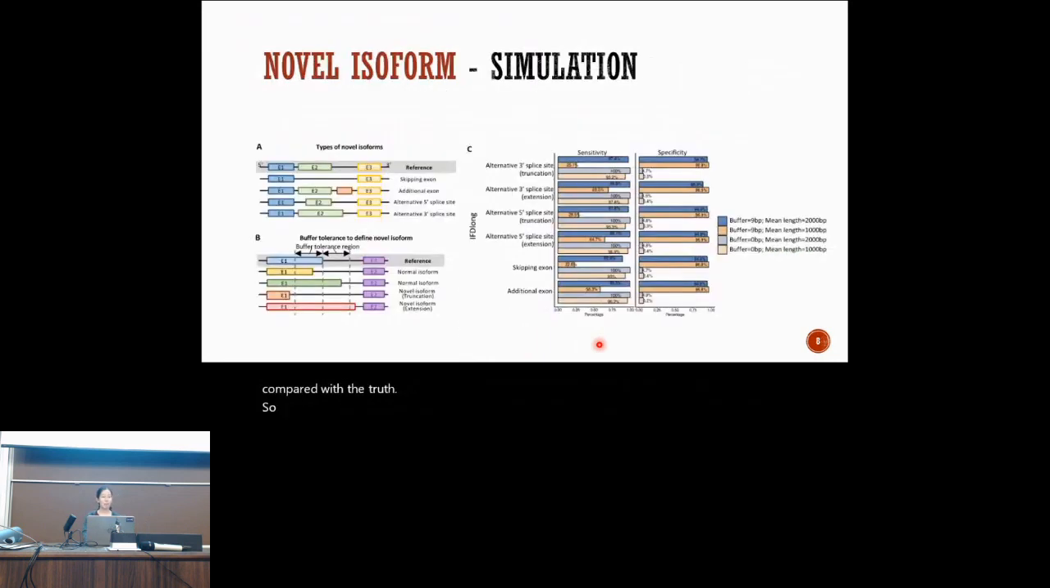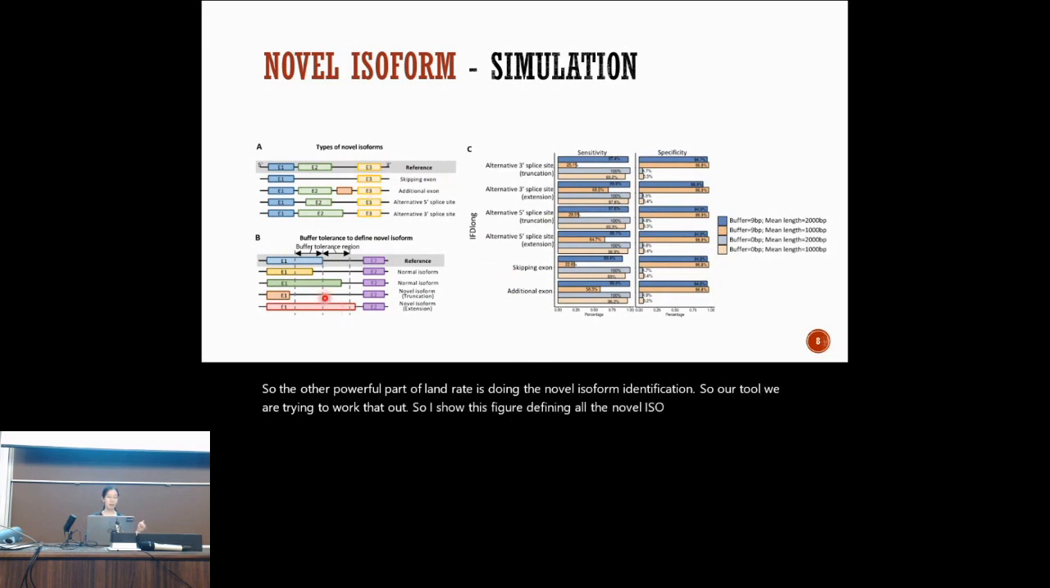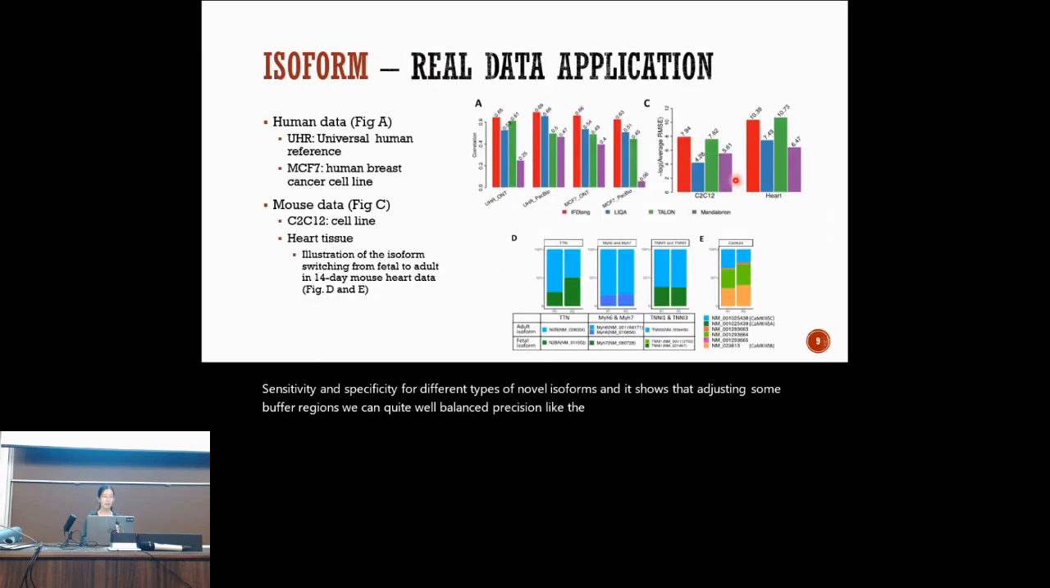The other powerful part of long read is novel isoform identification. So our tool, we are trying to work that out. I show this figure of defining all the novel isoforms, and then we define some buffer region to define novel ones. As you can see in this figure, we are doing a simulation, checking the sensitivity and specificity for different types of novel isoforms. And it shows that by adjusting some buffer regions, we can quite well balance the sensitivity and the specificity.